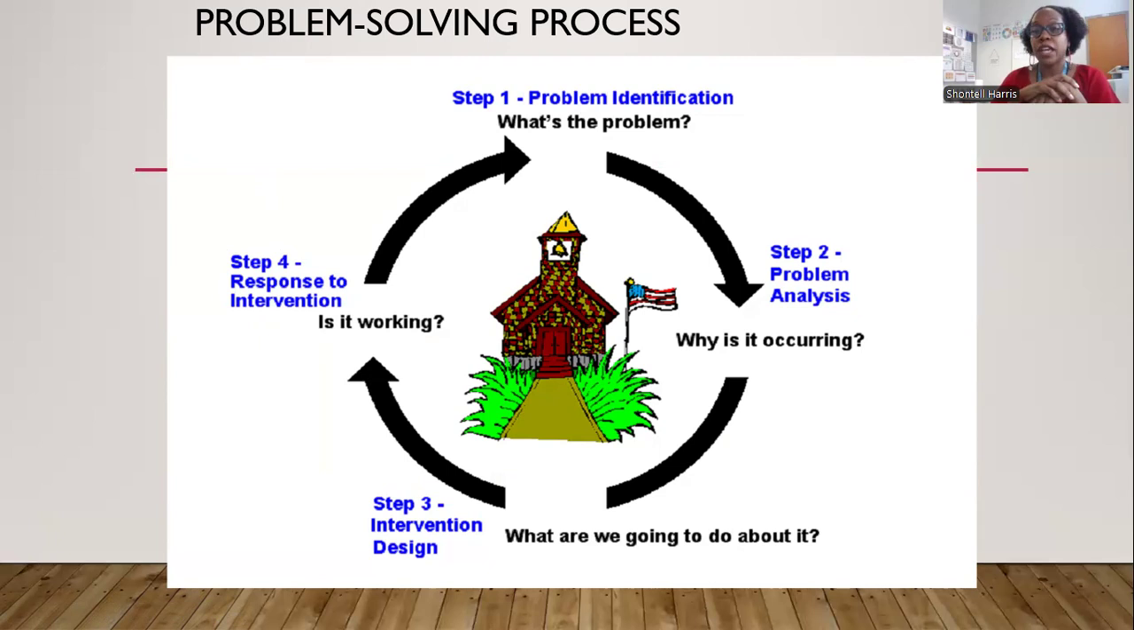If not, we need to look at elevating them from a tier 2 and adding a tier 3 to that, so something that's more intensive. And let's say they're already on a tier 3, then we need to look at possible ESC services and getting that started for the student, if that makes sense. All right, so this is the problem solving process right here.